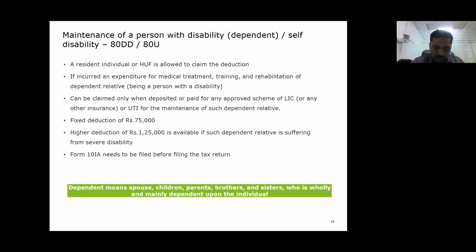And one important thing to keep in mind is that from last year, Form 10IA has been introduced. This Form 10IA has to be filed before filing the return in case you are availing this 80DD or 80U deduction. As an employer, Form 10IA may not be available. However, it is advisable to insist on getting Form 10IA as a part of the payroll submission if the employee is claiming deductions under 80DD or 80U. And the dependent is defined to include spouse, children, parents, brothers and sisters who are wholly and mainly dependent upon the individual.